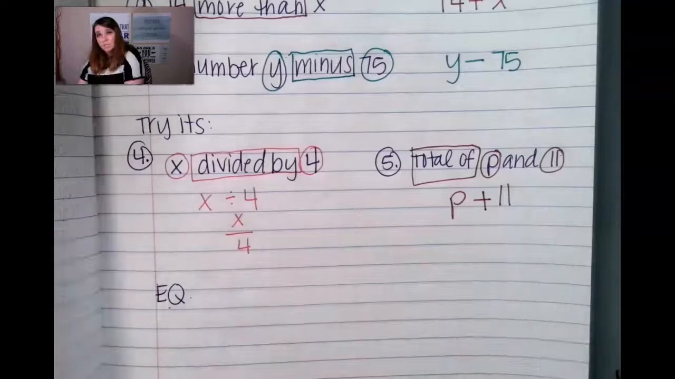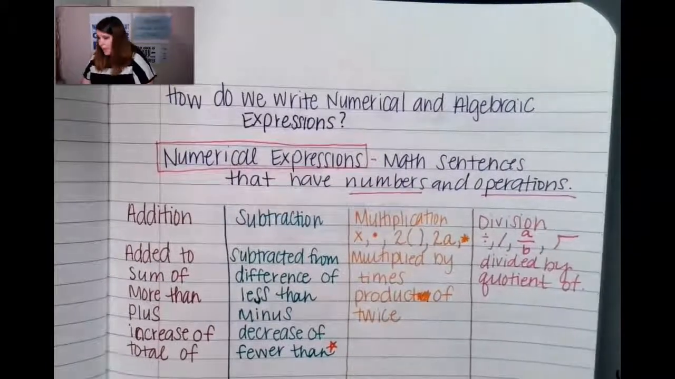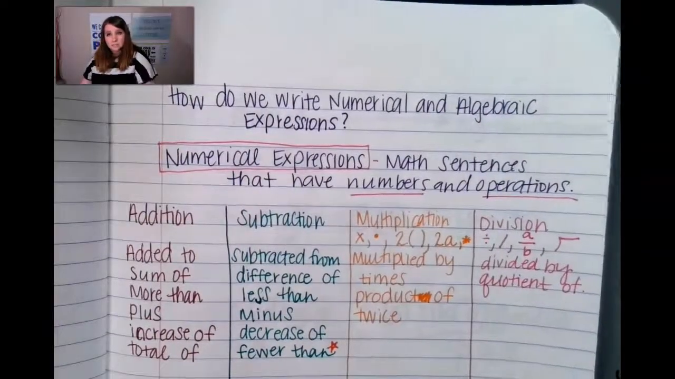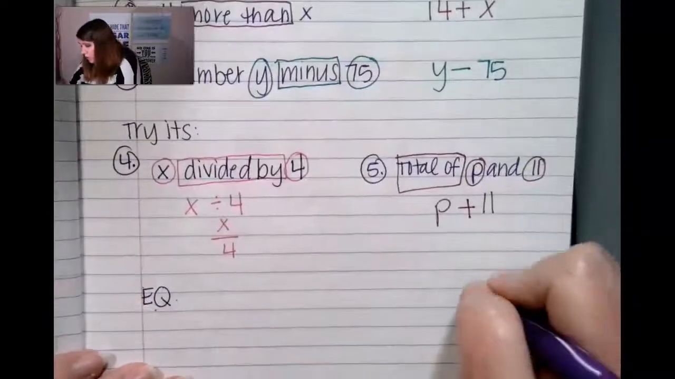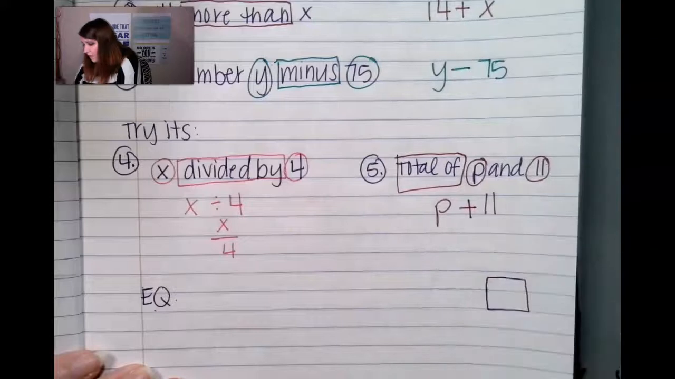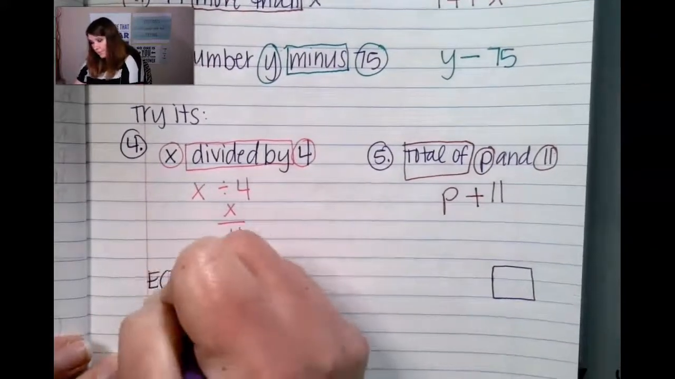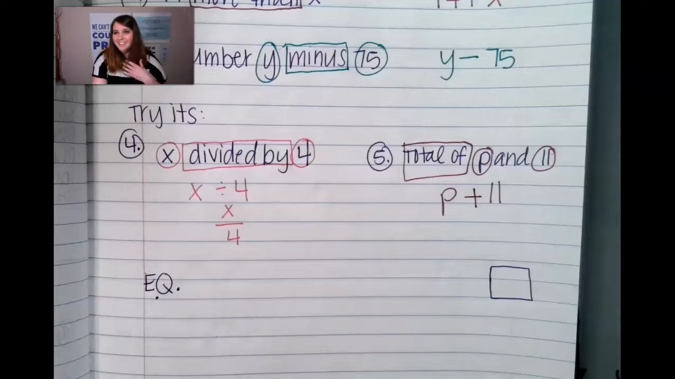All right, your job right now is to tell me, answer your essential question. How do you write, not solve because we're not solving them yet, how do you write numerical and algebraic expressions? How do you write them? And then I want you to tell me, what is your level of understanding? How are you feeling about this? Is it weird to not solve them? It's weird to me to not solve it. I really want to solve it.